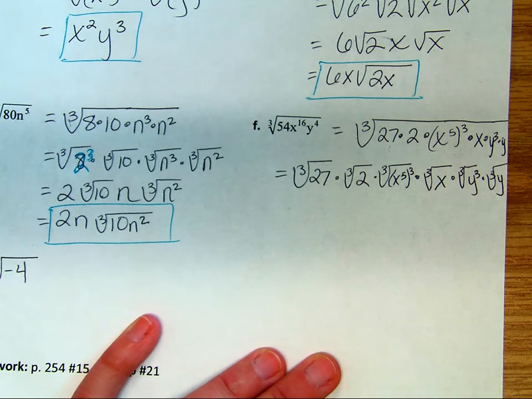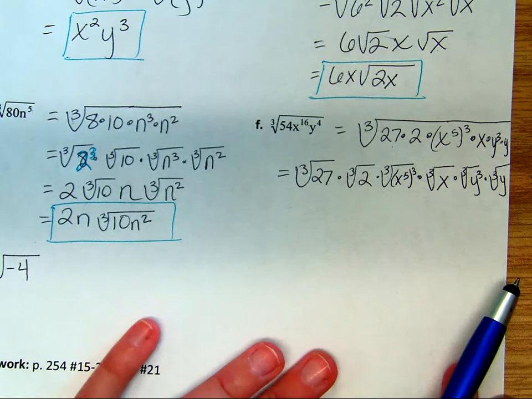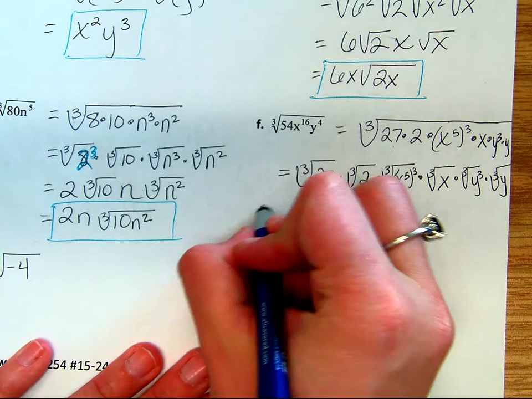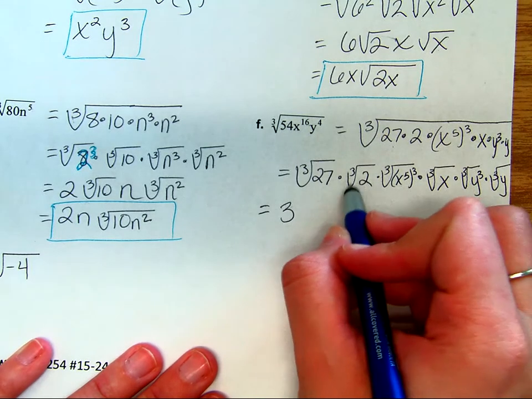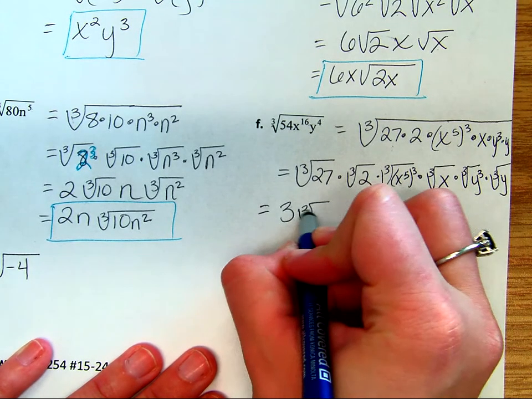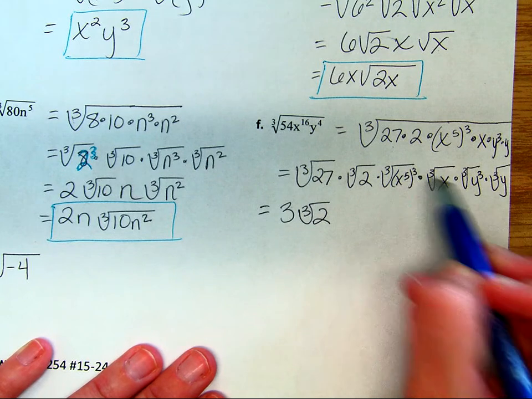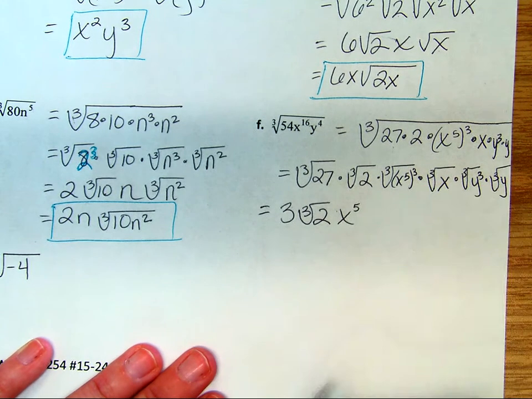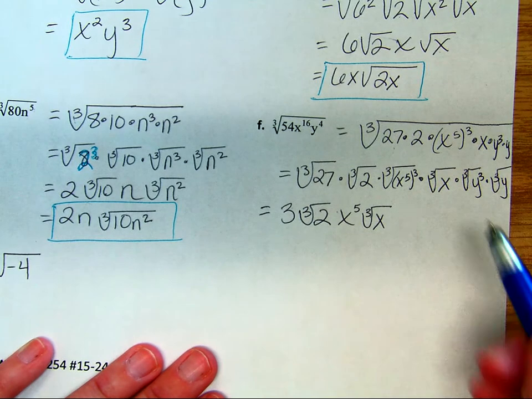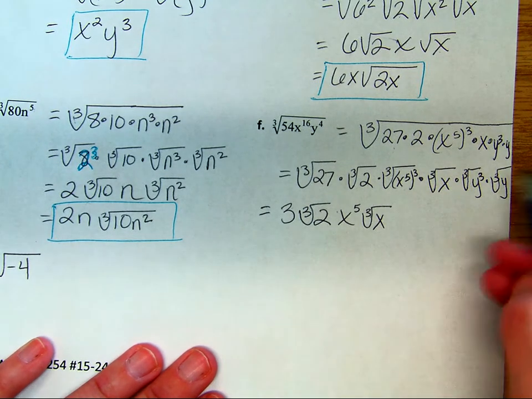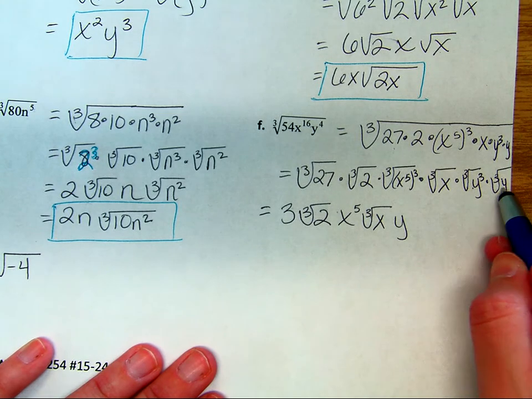All I did was take all of these separate parts and write them under the cube root symbol. Okay, cube root of 27 is 3. This can't be simplified, so I'm just going to leave it for now. Cube root of x to the 5th cubed is just x to the 5th. Cube root of x, that can't be simplified. It's got to be at least x cubed to simplify it. This leaves me with y. And then I've got the cube root of y, last but not least.